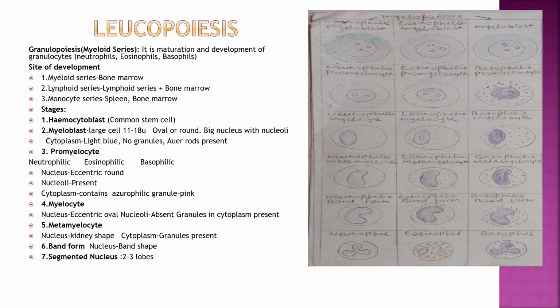Then lymphoid series: hemocytoblast develops into the lymphoblast and then finally the mature lymphocyte. Lymphoblast is round with bluish cytoplasm and a nucleus which contains nucleoli. Then monocyte series: hemocytoblast, monoblast, it is 10 to 14 to 20 micron in size. Nucleus is oval or kidney shape. Nucleoli present in the nucleus, and cytoplasm is bluish gray. And then finally monocyte is produced, with kidney shaped nucleus and nucleoli absent.